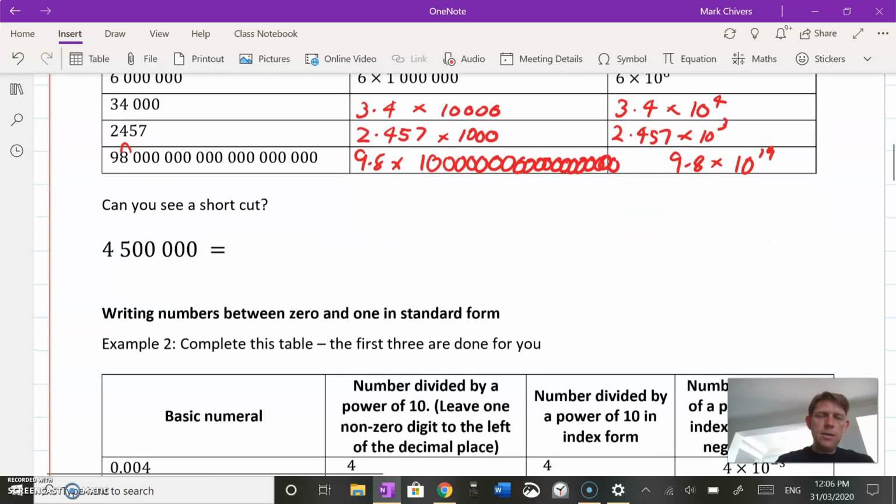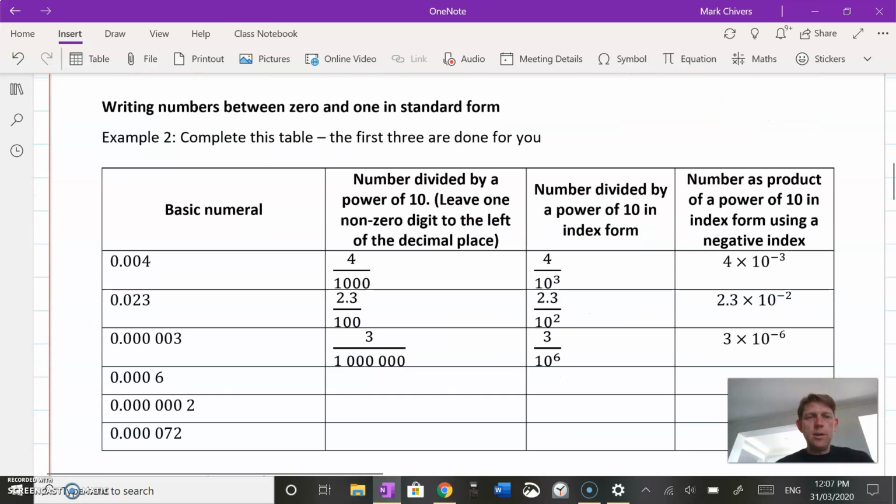So the question here is, can you see a shortcut? And I've just paused there because I plan on using Edpuzzle, and I'd like you guys to have a go at that. So assuming you've come back from that, you hopefully have realised that we've moved the decimal place 1, 2, 3, 4, 5, 6 times. So it's going to be 4.5 times 10 to the power of 6. So for every place you move the decimal point, that's going to be your power of 10 that follows your number in scientific notation.